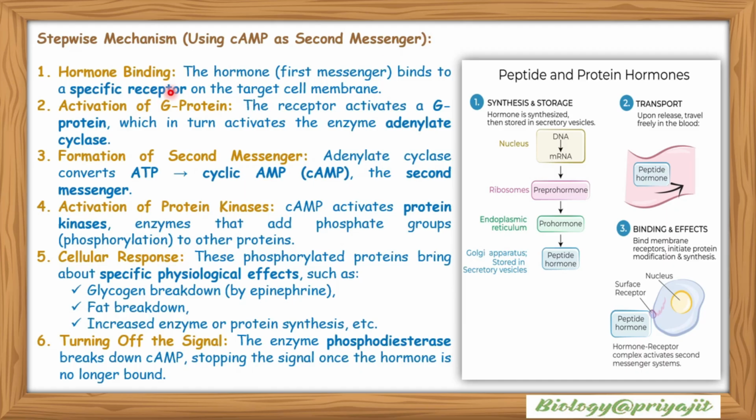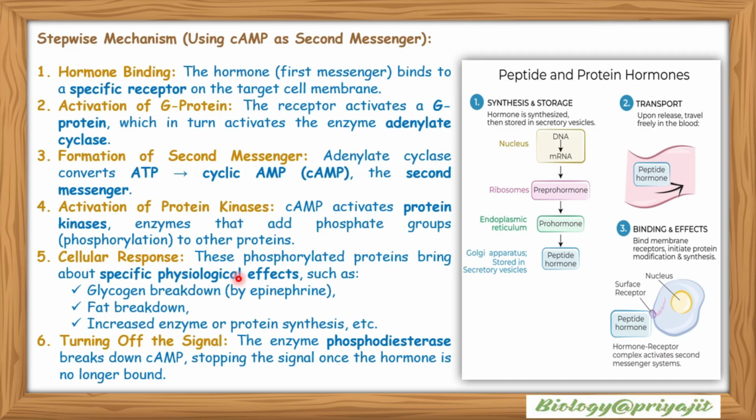Firstly, hormone binding. The hormone or the first messenger binds to a specific receptor on the target cell membrane. Then activation of G protein. The receptor then activates a G protein which in turn activates the enzyme adenylate cyclase. The formation of second messenger: adenylate cyclase converts ATP into cyclic AMP or cAMP, the second messenger. Activation of protein kinase: cAMP activates protein kinases, enzymes that add phosphate groups, or phosphorylation, to other proteins.